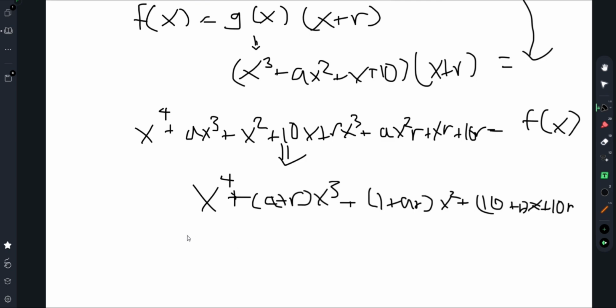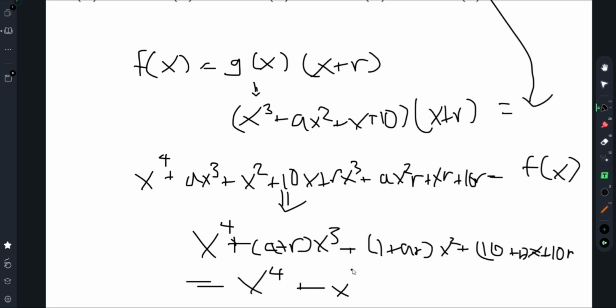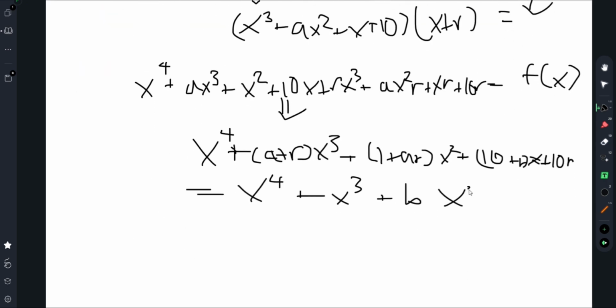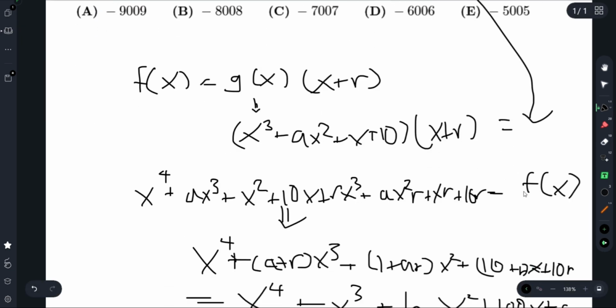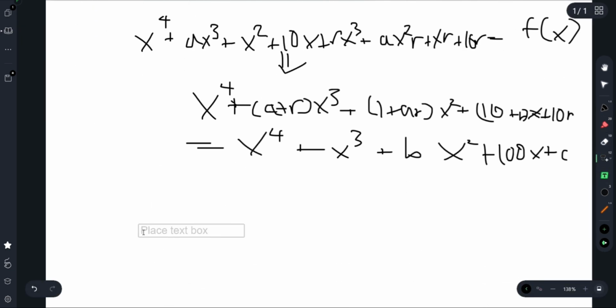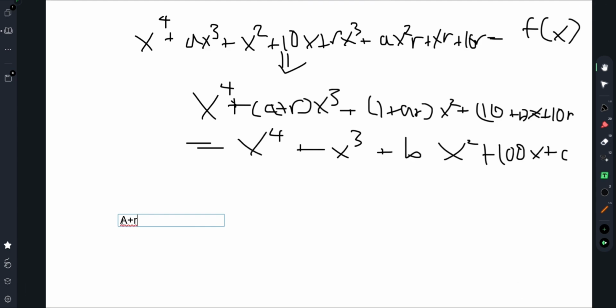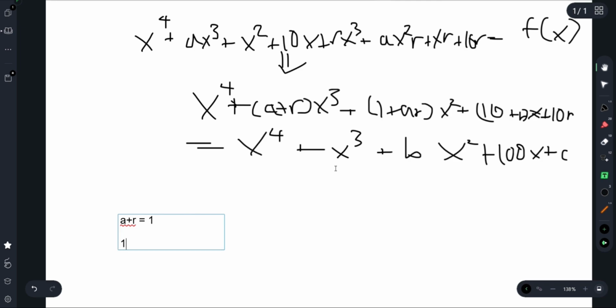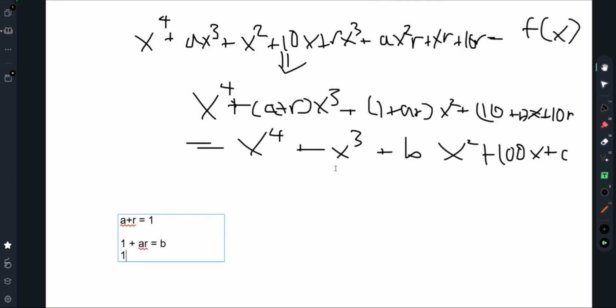And this is equal to x to the fourth plus x cubed plus bx squared plus 100x plus c. So now we can just equate coefficients. So we have a plus r is equal to 1, the coefficient of this. 1 plus ar is equal to b. 10 plus r is equal to 100. And 10r is equal to c.